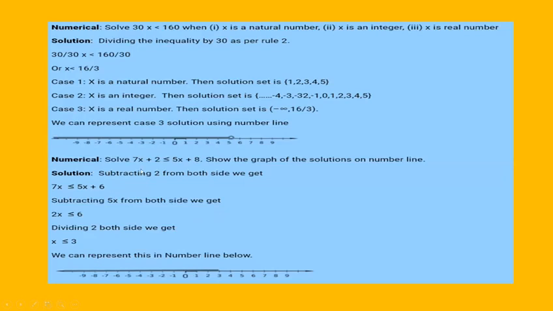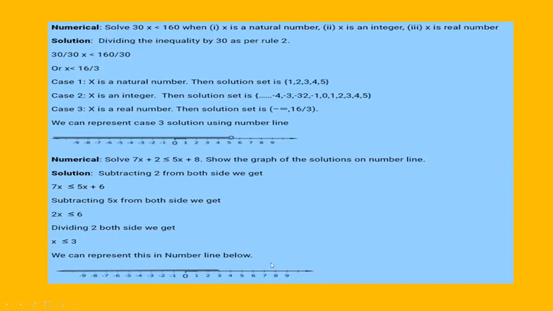Now let us consider another example: 7x + 2 ≤ 5x + 8. How can we solve this? By subtracting 2 on both sides, we have 7x ≤ 5x + 6. Subtracting 5x from both sides, we have 2x ≤ 6. Now dividing by 2 on both sides, we get x ≤ 3.